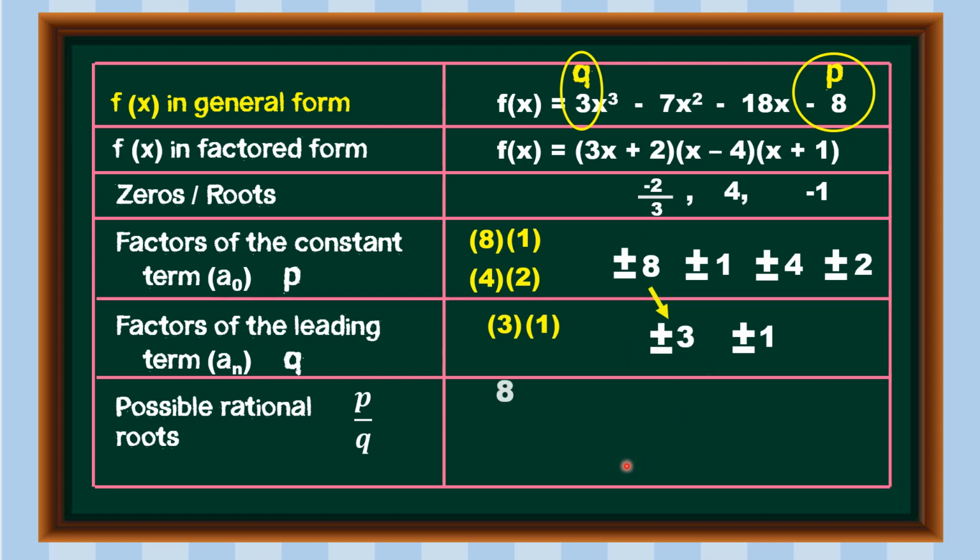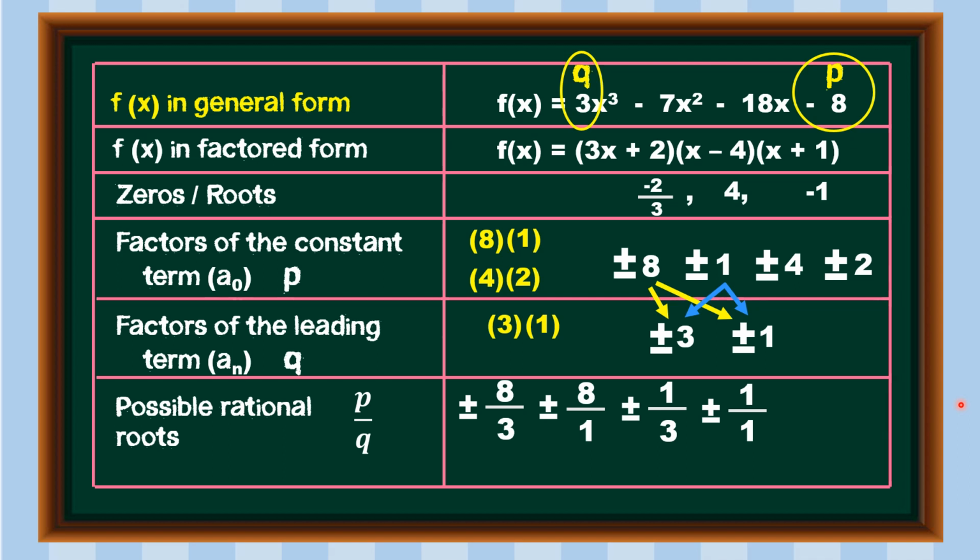So, we have 8 over 3. Positive and negative yun. And then, we have 8 over 1 naman. Positive and negative din. Ayan. Tapos, pagkatapos doon, dito naman, we have 1 over 3. Positive and negative. And then, 1 over 1 naman.